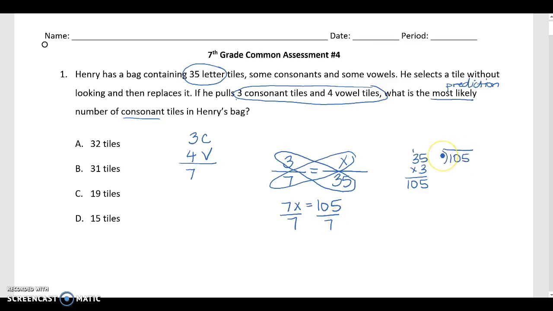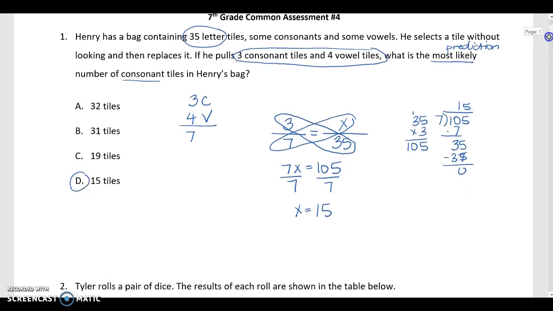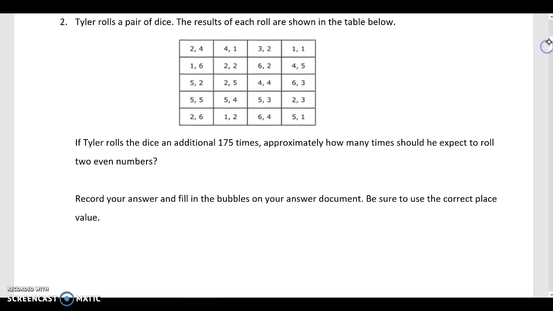105 divided by 7. 7 goes into 10 one time. 10 minus 7 is 3. 35. 5 times 7 is 35. Oops, 35, sorry. And we get that x equals 15. So our answer is D, 15 tiles. Okay, moving right along to number 2.